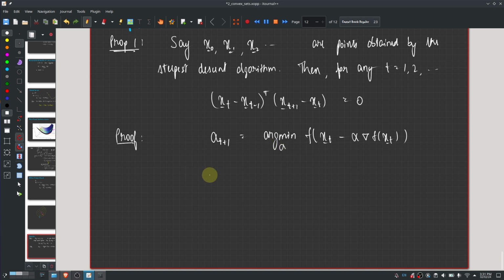So if I look at d by d alpha of f of xt minus alpha times gradient f of xt, evaluated at alpha t plus 1, this would have to be equal to 0. Okay, that's one point.